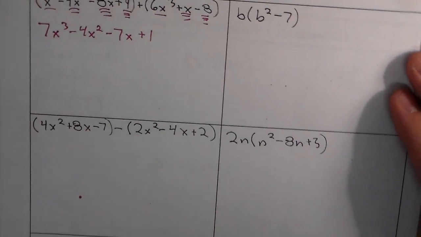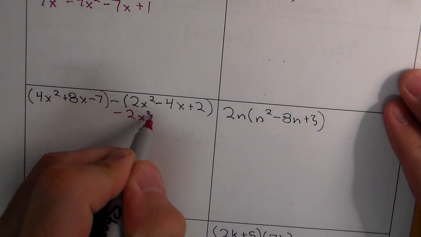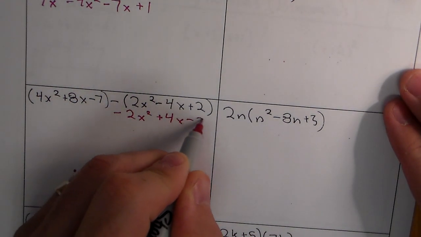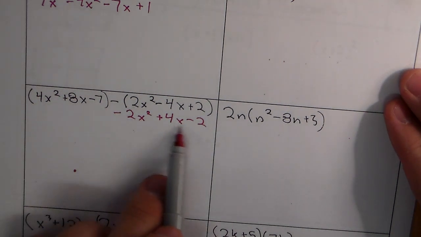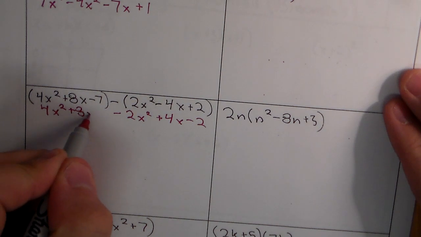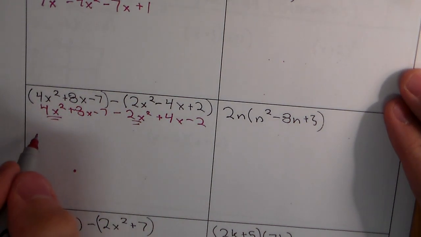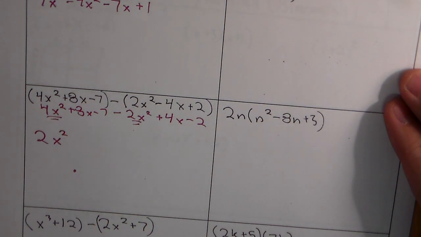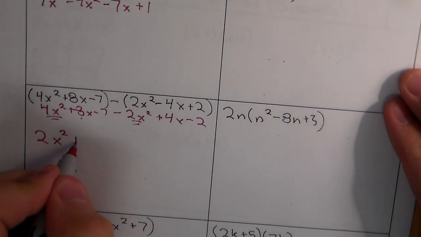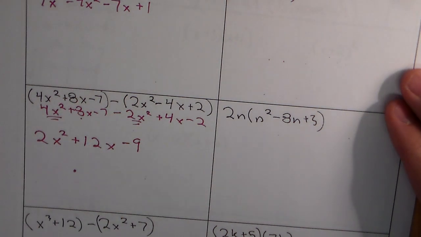So I'm just going to go down the left column here. So another subtraction. So we're going to make it negative 2x squared plus 4x minus 2. By doing that, I've made sure I take care of all of those. So now it's just to combine like terms with everything I have. It's going to be 4x squared and negative 2x squared. So that's 2x squared. 8x and 4x is 12x. And then negative 7 and negative 2 is negative 9.